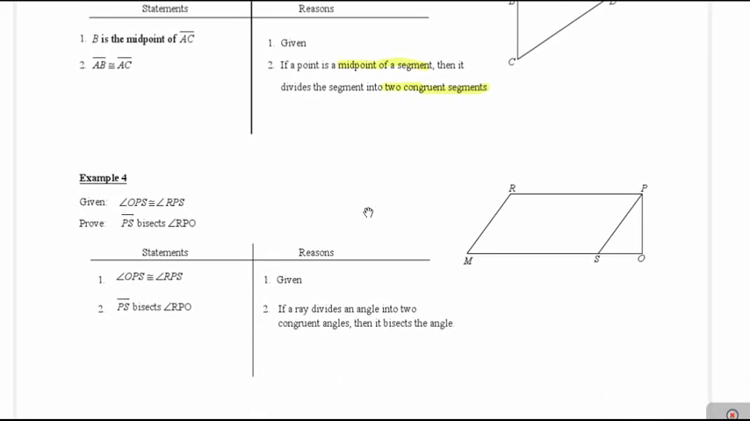Check your answer to example 4. Statement number 1 should be your given. Angle OPS is congruent to angle RPS. Then you can go straight to your conclusion and say that ray PS bisects angle RPO, because if a ray divides an angle into two congruent angles, then it bisects the angle. Notice I started with the two congruent angles and then I ended with it bisects the angle.